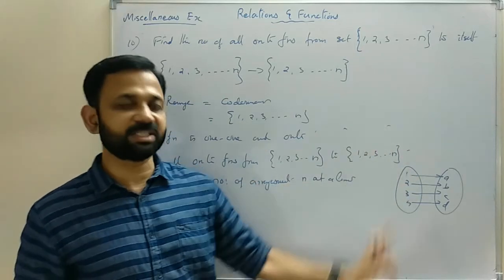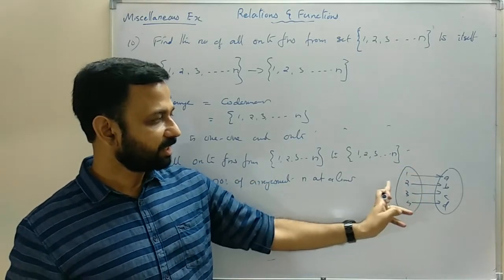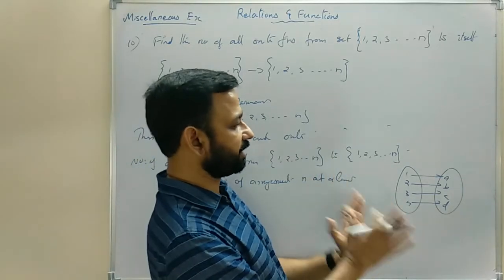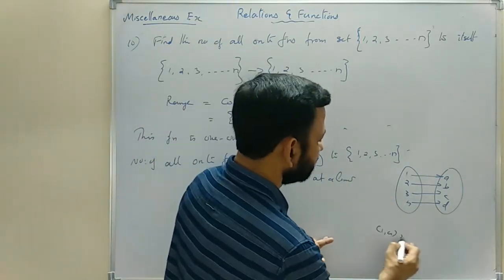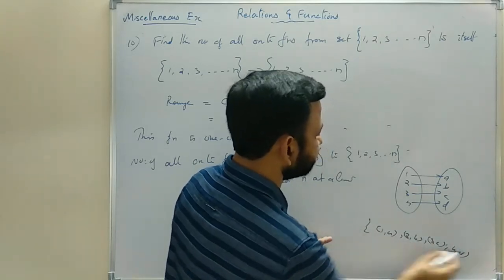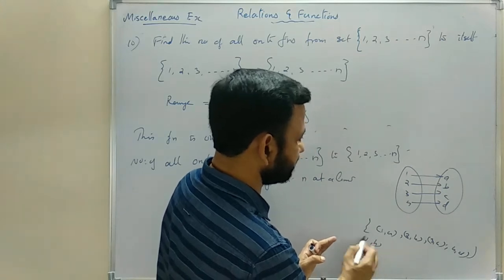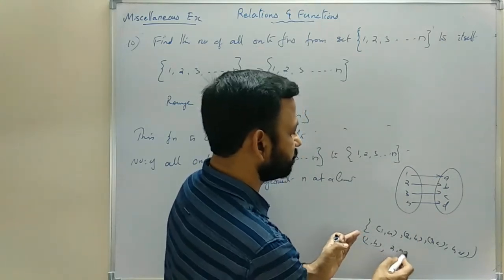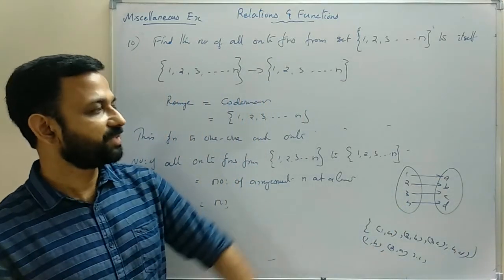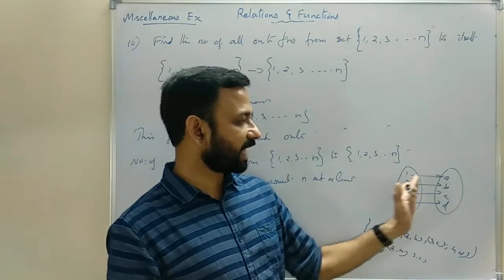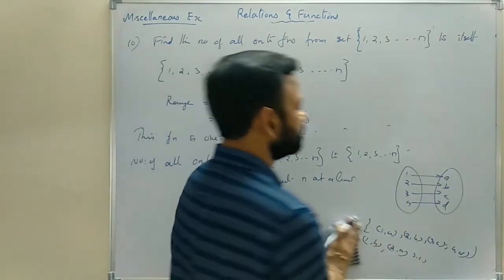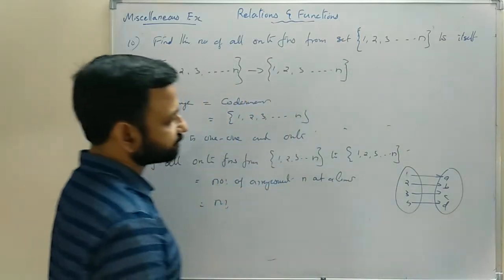So this is one function. 1 is related to A, 2 to B, 3 to C, 4 to D. This is one function. And similarly we can find 1 to B, then 2 to A, then 3 to C, 4 to D, that is a second function. So we can change the order. So by changing the order, how many different functions are there? That is our question. So here we can use permutations.